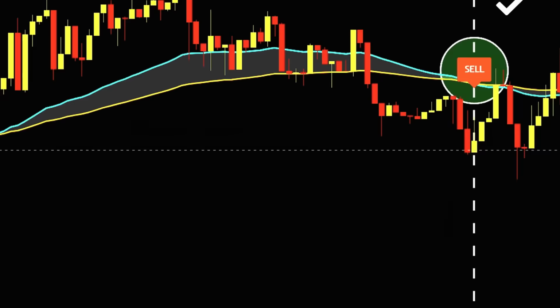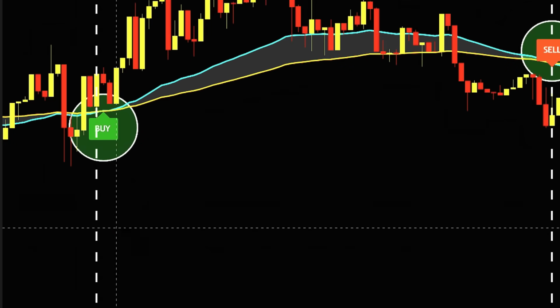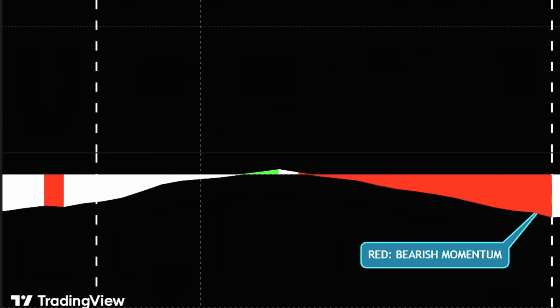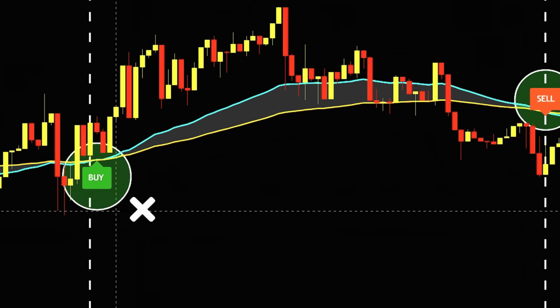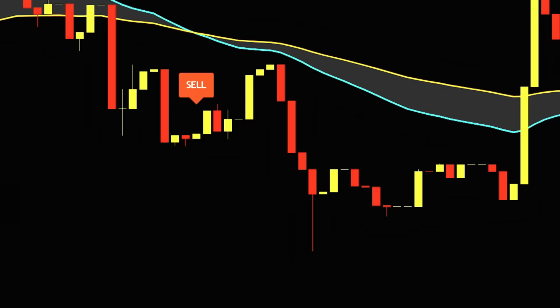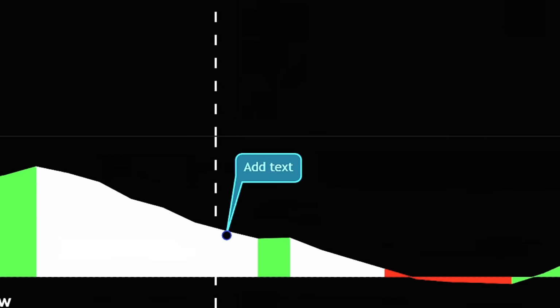What happens if you get a buy signal but the MACD is red? You skip it. If you get a sell signal but the MACD is green, you ignore it. You just stay out. This simple filter is what will save you from so many bad trades. And that's really the core of the strategy.